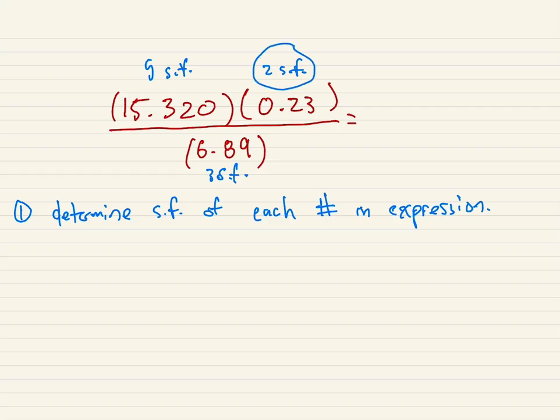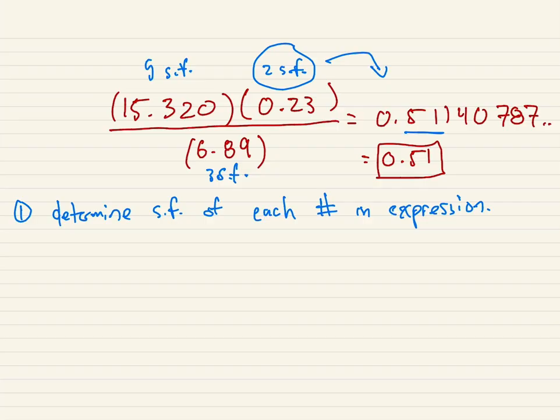2, right? So we plug all this into our calculator, we get a number like 0.51140783 and a bunch of numbers after that. We know we only need 2 sig figs, right? So we're going to round it to the hundredths place here. Is 1 less than, equal to, or greater than 5? Less than, so that means that we keep the number the same, right? So that's our final answer, rounded to 2 sig figs.